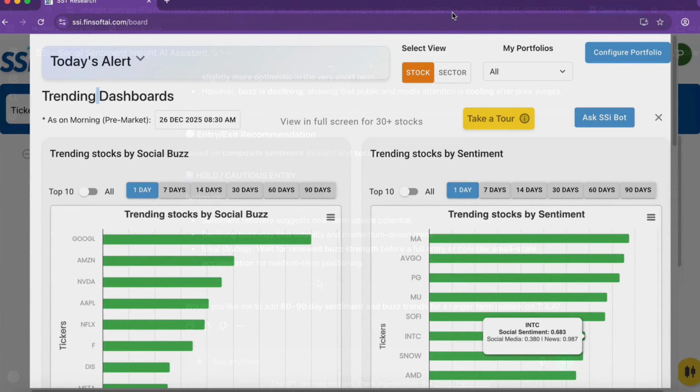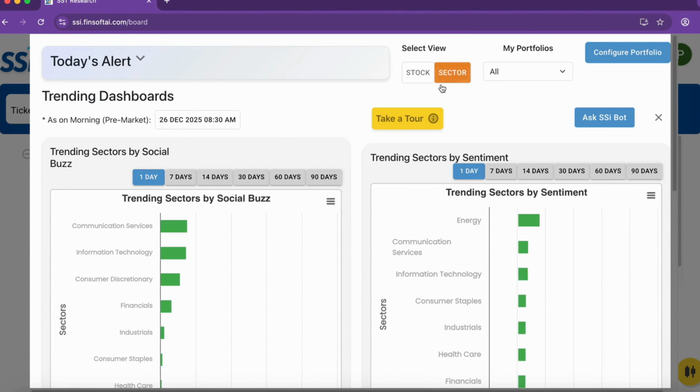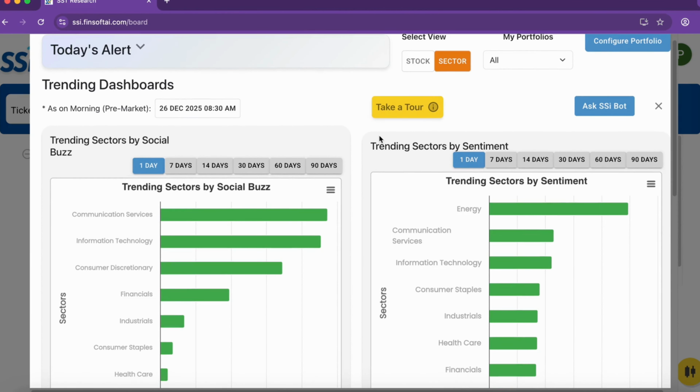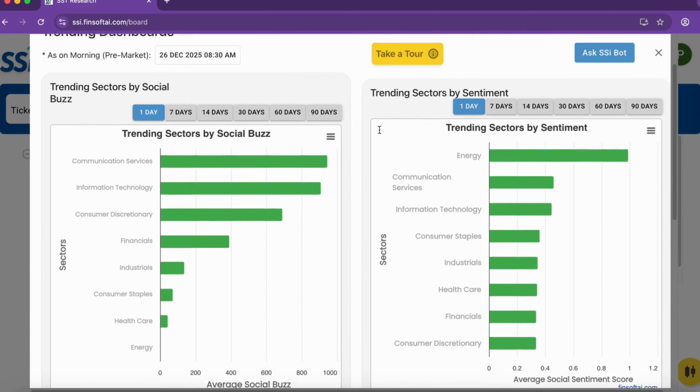The sector dashboard reveals where sentiment is strengthening or weakening across industries, helping you position capital with confidence.